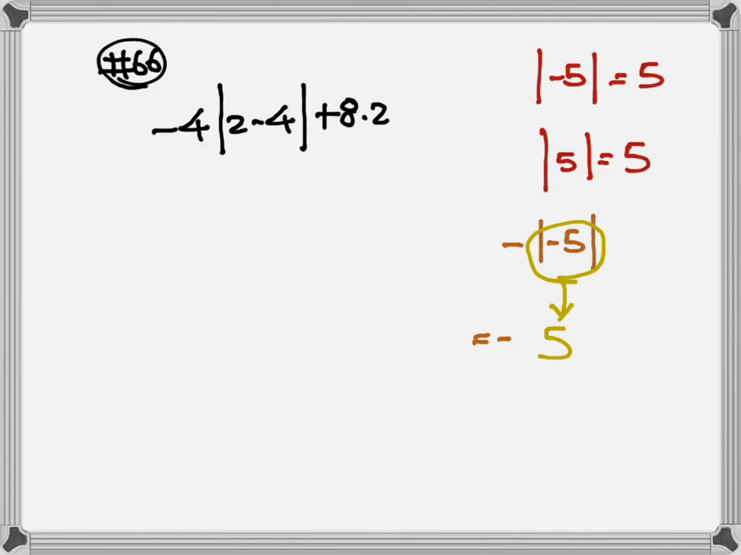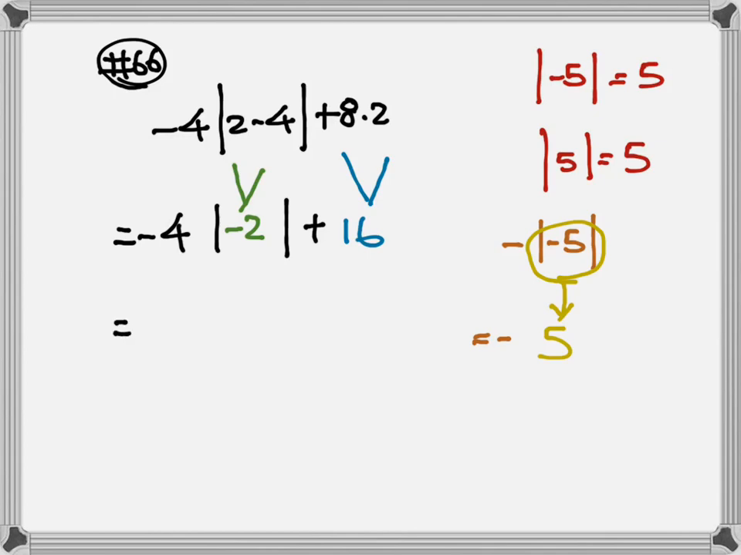Let's go back to our problem. Keep the negative 4 outside. Now let's work inside the absolute value. We have 2 minus 4, which gives me a negative 2. Keep the plus. Then we're going to multiply the two numbers, 8 times 2, which gives me 16.